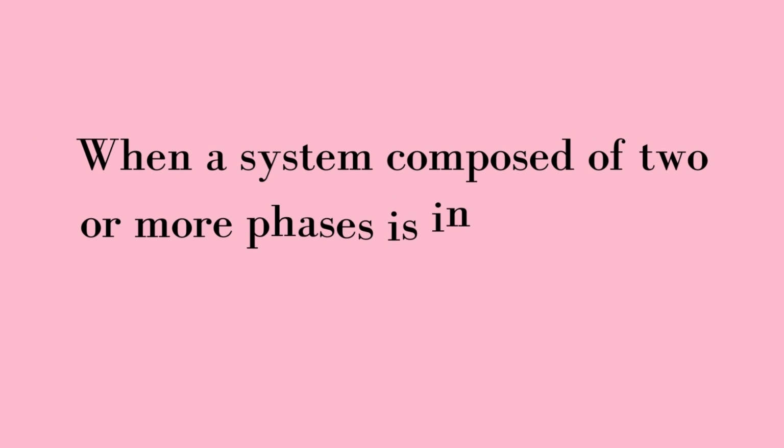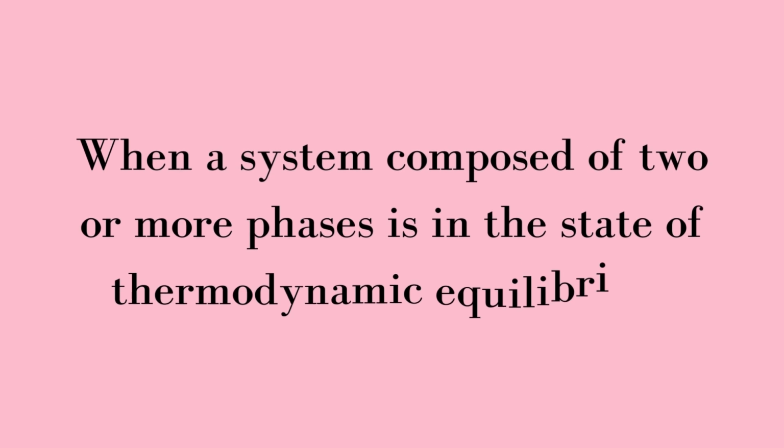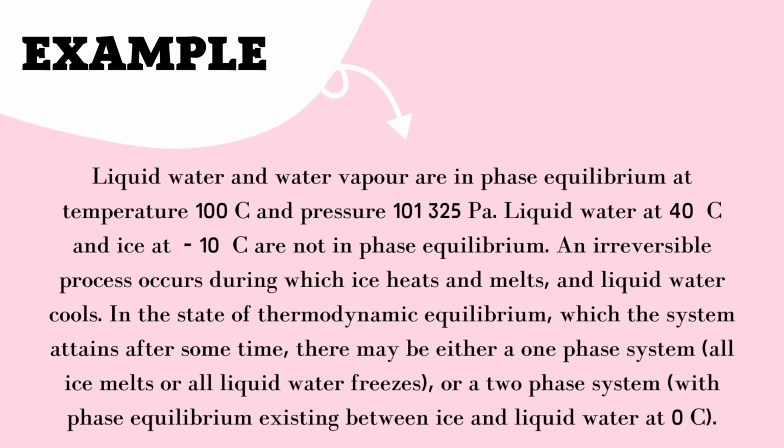When a system composed of two or more phases is in the state of thermodynamic equilibrium, we say that the system has attained phase equilibrium. Example, liquid water and water vapor are in phase equilibrium at temperature 100 degrees Celsius and pressure 101,325 Pascal. Liquid water at 40 degrees Celsius and ice at minus 10 degrees Celsius are not in phase equilibrium.